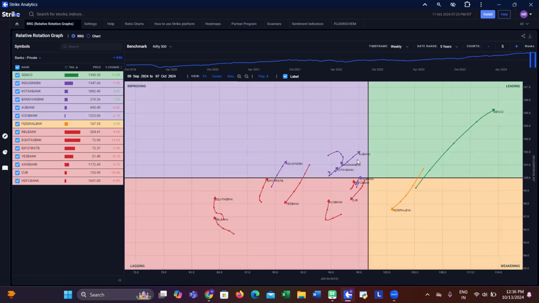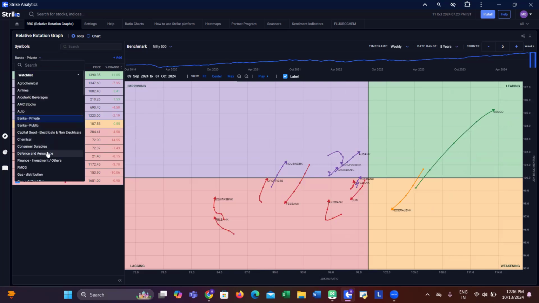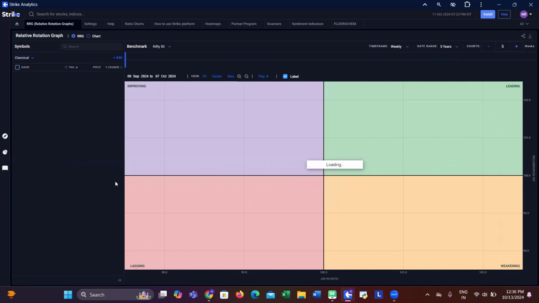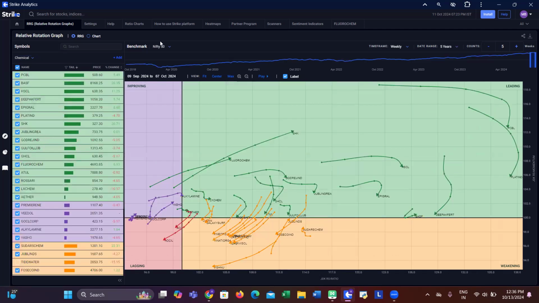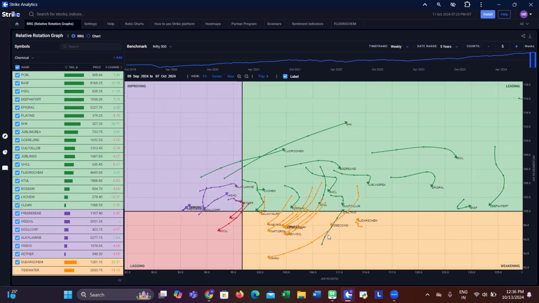So yeah, you can look at this Senko. Forget about Senko, Senko is separate. I just added it to look at the status. Chemical, let's look at chemical. Let's set it to 500. All right. Yeah, very interesting.